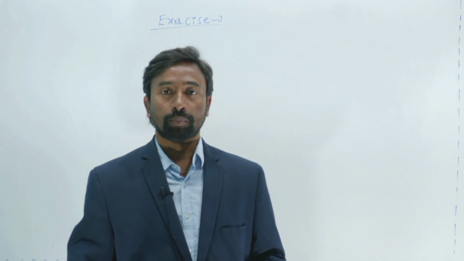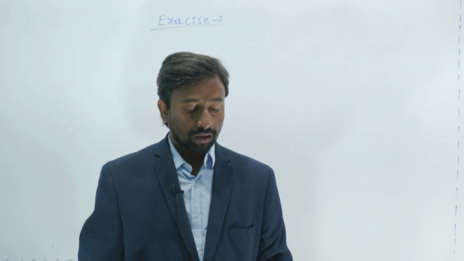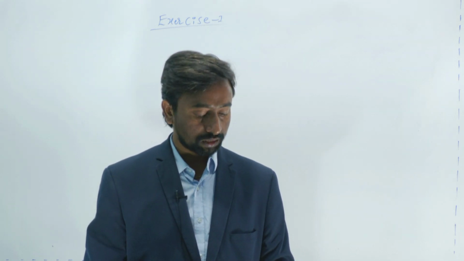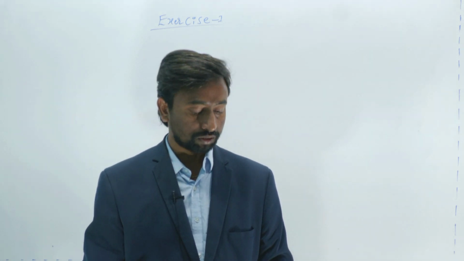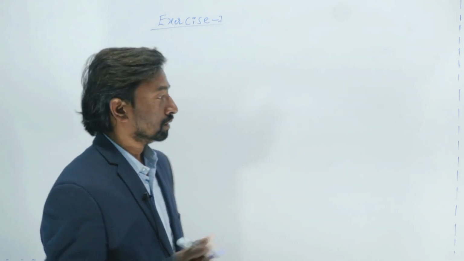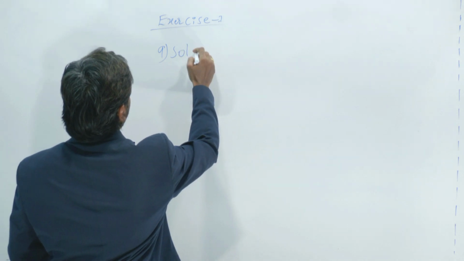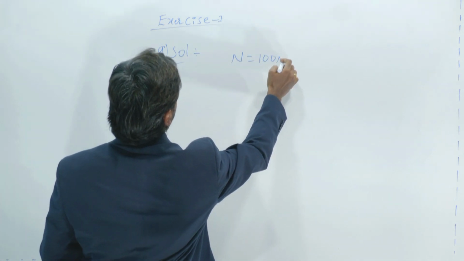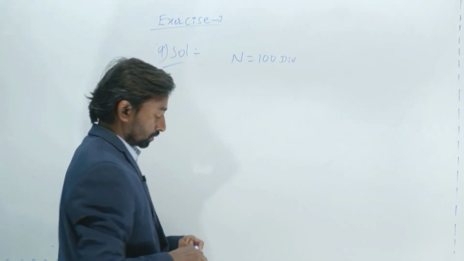A screw gauge has 100 parts on a circular scale, and on rotation of a full circular scale, the screw gauge advances a distance of 1 millimeter. The least count of the screw gauge is? There are 100 divisions here. N is equal to 100 divisions on the circular scale.